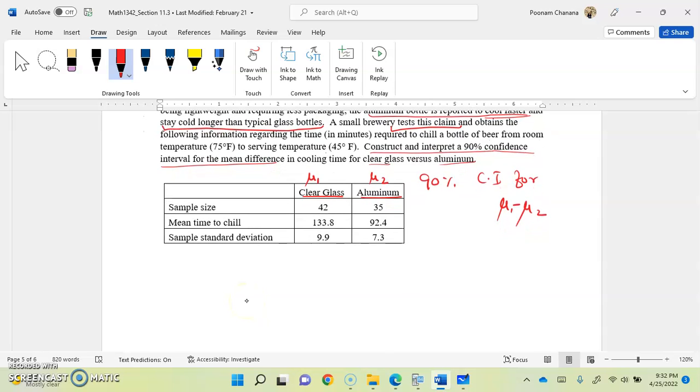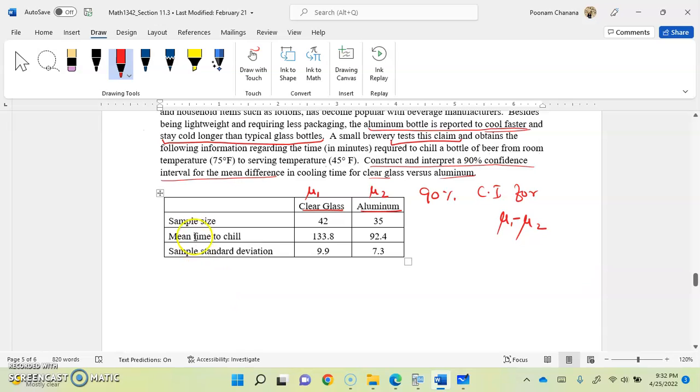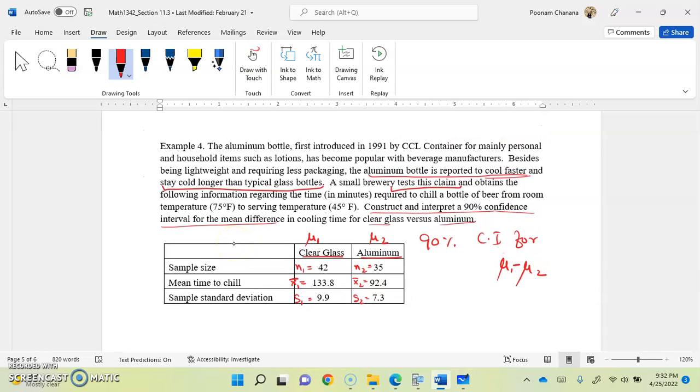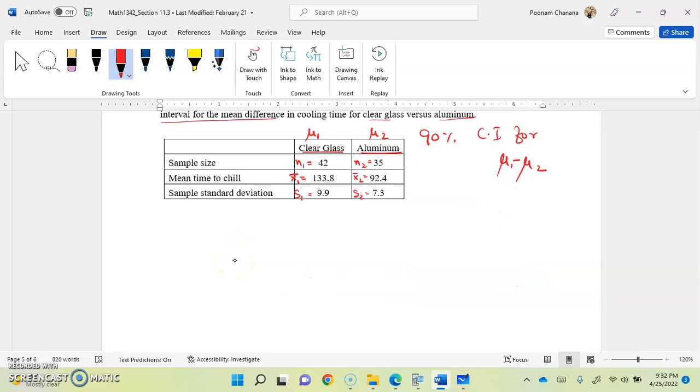So let's see, what do we have? These are two samples. Sample size n1 is 42, n2 is 35. x1 bar is this, and x2 bar is this number. s1 is given as 9.9, and the standard deviation s2 is given to be 7.3. We need to construct our interval because these two samples are from two independent populations.